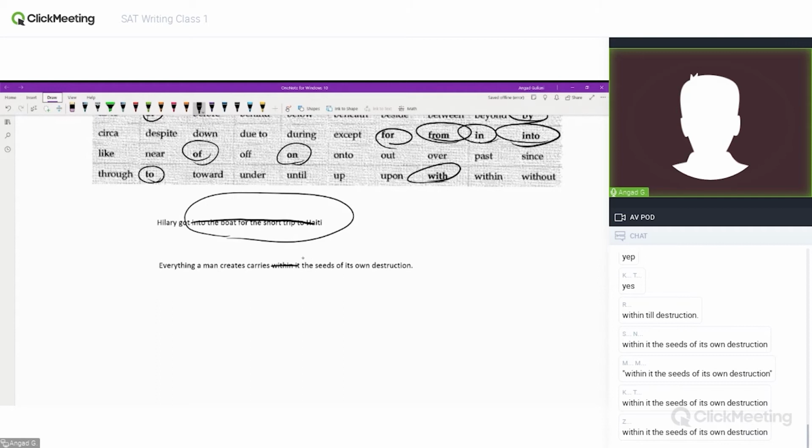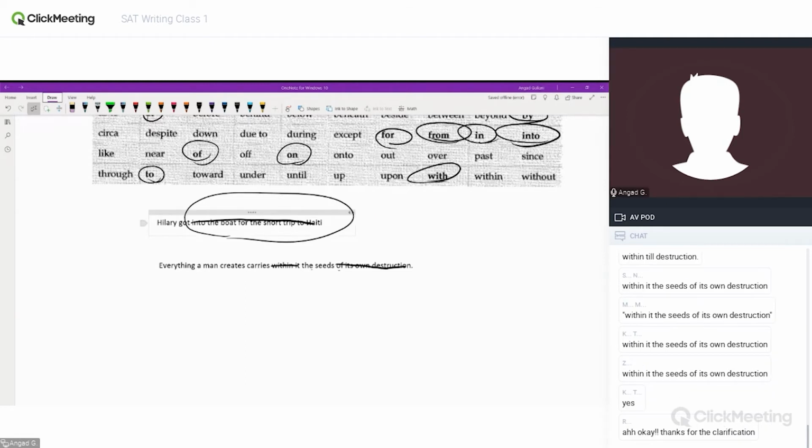Within it, right? Everything a man creates carries within it, within the thing a man creates. The seeds is not part of the prepositional phrase of either this one or this one, which starts with of its own destruction, right? Of is a preposition, right? So this is its own prepositional phrase too. I'm just going to cross it because I'm just used to that. But the seeds are not part of either of these prepositional phrases, so they would not be included. I just want you guys to notice that. Otherwise, you guys seem to be on the right track. Do you guys get that?